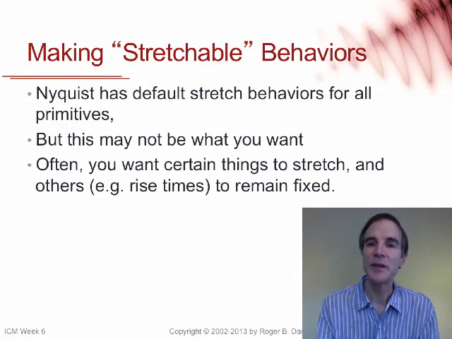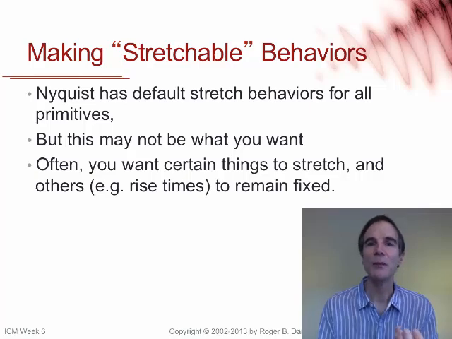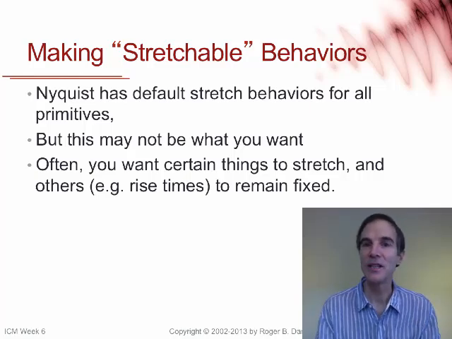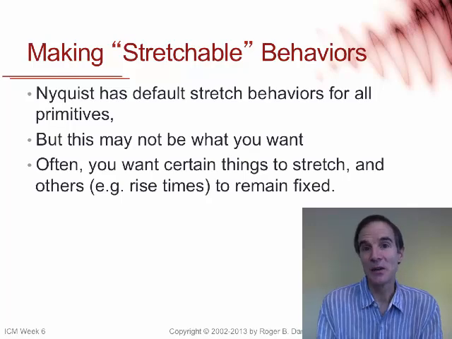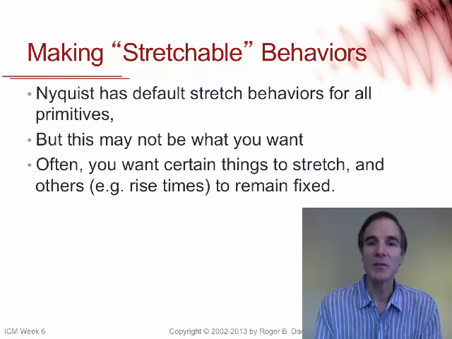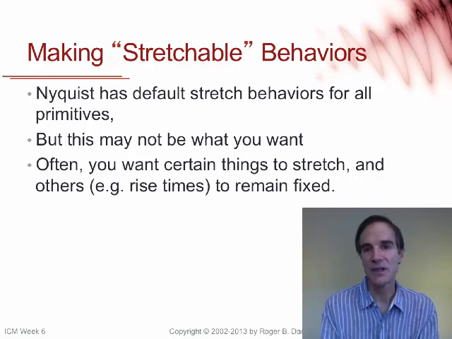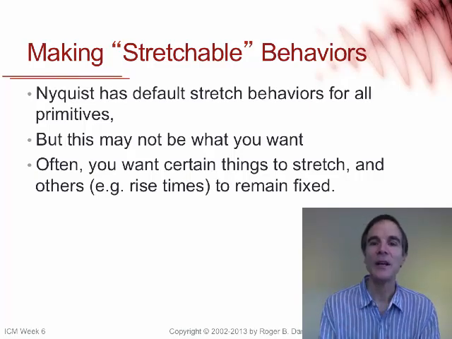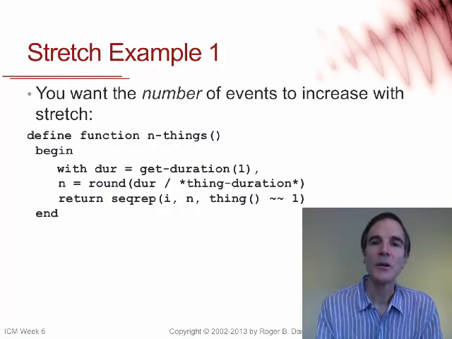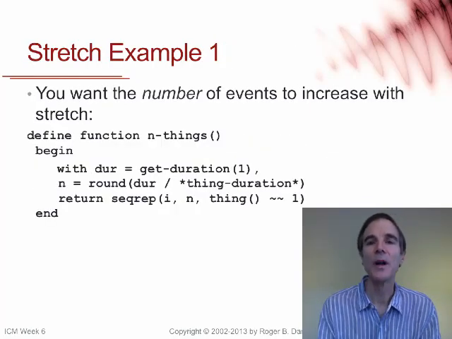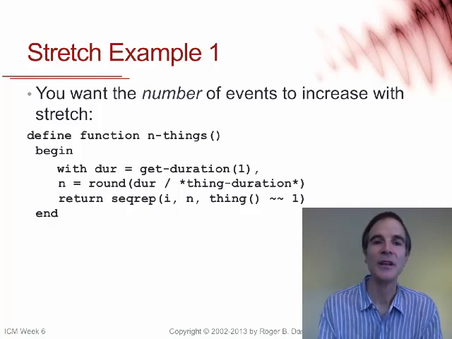Nyquist has default stretch behaviors for all primitives. So when you apply stretch to the OSC unit generator or PWL, they get longer, right? But sometimes they may not get longer in the ways that you want. Sometimes you want certain things to stretch and others, for example, the rise time in an envelope, to remain fixed in timing. So here's an example where you want the number of events to increase when you stretch rather than the duration of a single event or a few events.